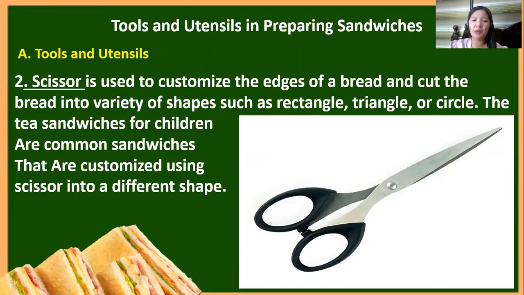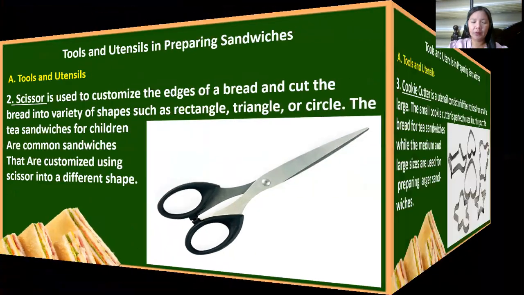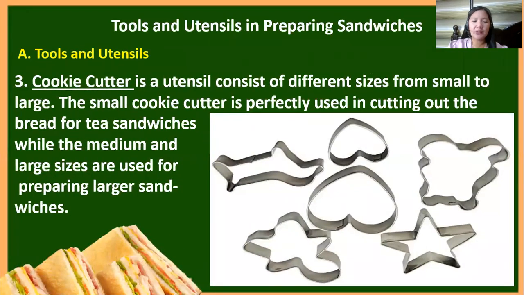Scissors. It is used to customize the edges of a bread and cut the bread into a variety of shapes such as rectangle, triangle, or circle. The tea sandwiches for children are common sandwiches that are customized using scissors into a different shape. We also have the cookie cutter. It's a utensil that consists of different sizes, from small to large. The small cookie cutter is perfectly used in cutting out the bread for tea sandwiches, while the medium and large sizes are used for preparing larger sandwiches.